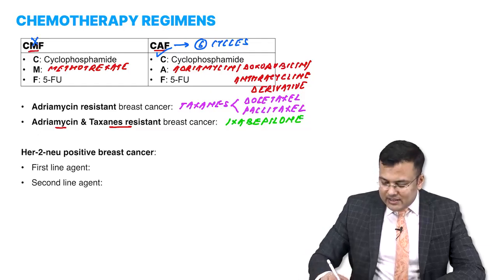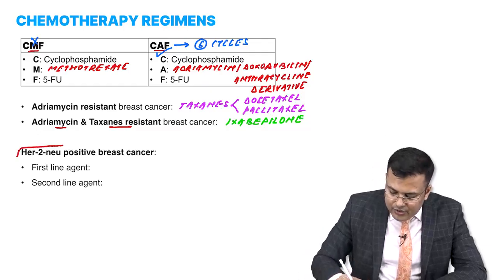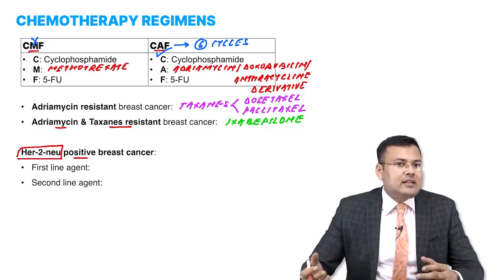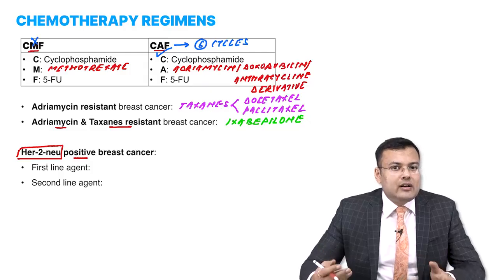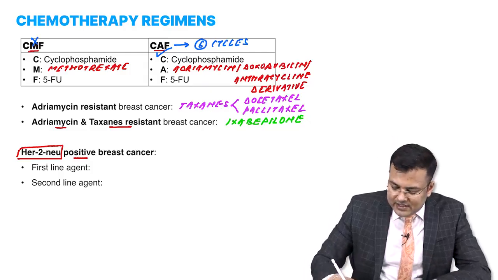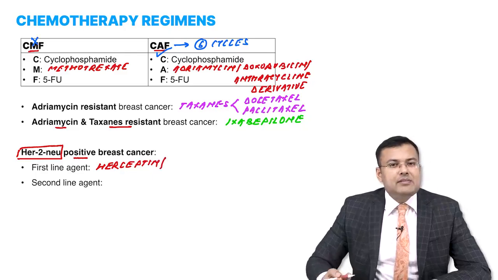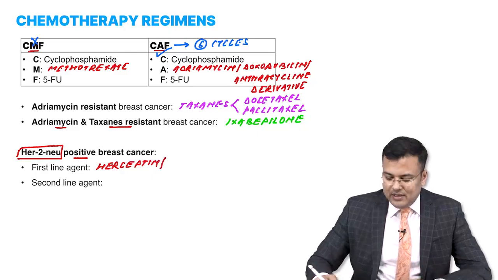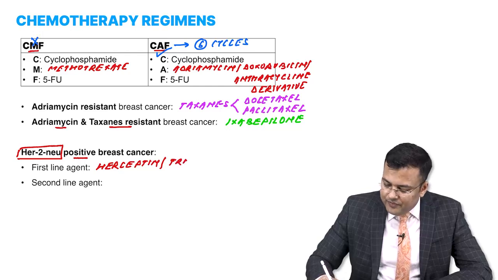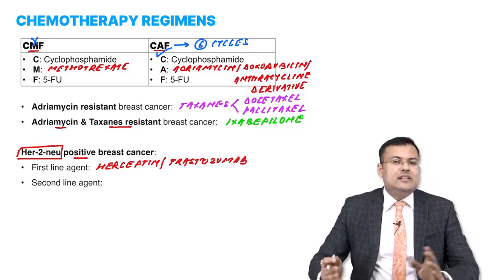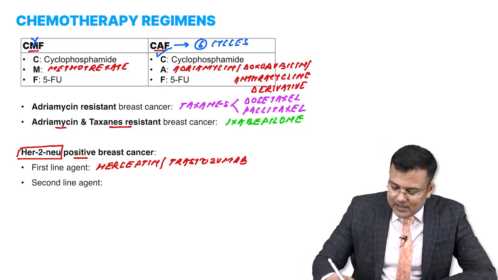Clear? In the latest exam, they asked about HER2 neu positive breast cancer. And what is the first line agent? It is Herceptin, and you already know the other name of Herceptin. It is trastuzumab. Clear? And can you tell me the second line agent? This was asked in one of the latest exams. Lapatinib.